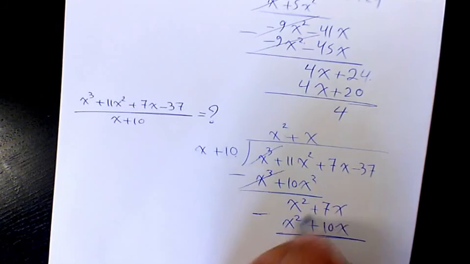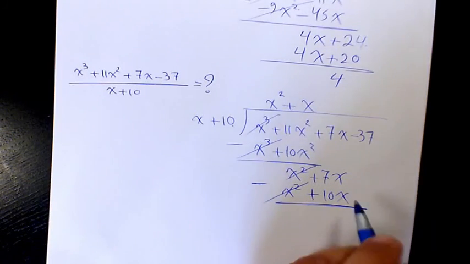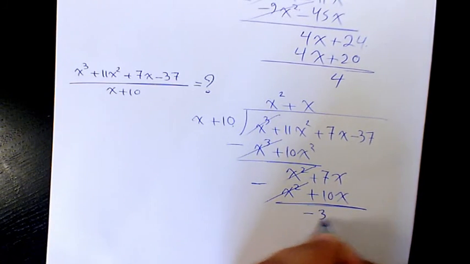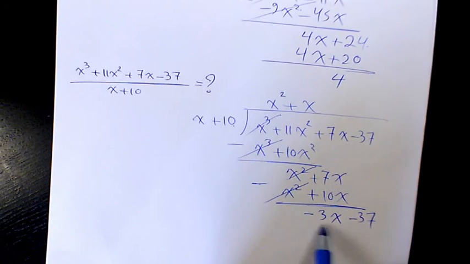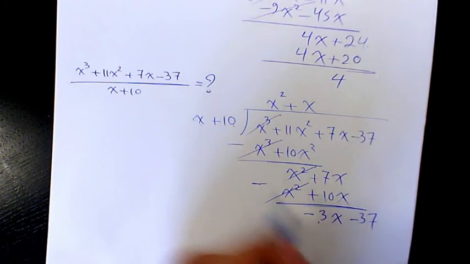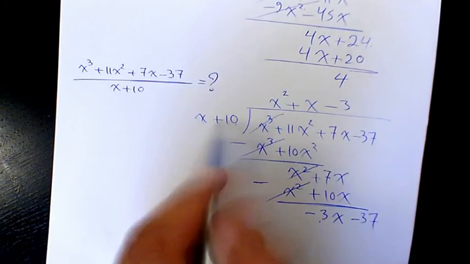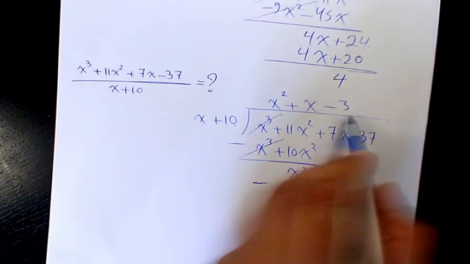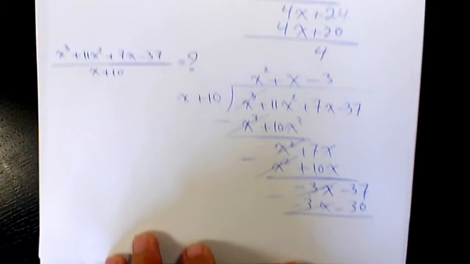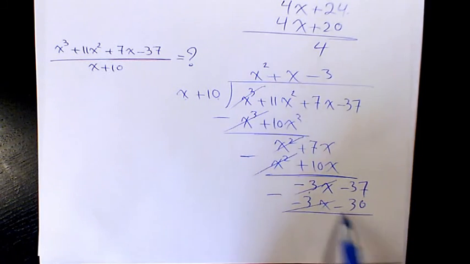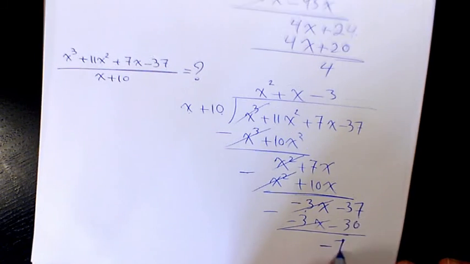When you subtract it, these two cancel out. 7x minus 10x is going to be negative 3x. You bring the next term down, negative 37. Negative 3x divided by x is going to be negative 3. Negative 3 times x is negative 3x. Negative 3 times 10 is going to be negative 30. When you subtract it, these two cancel out. Negative 37 minus negative 30 is going to be negative 7.